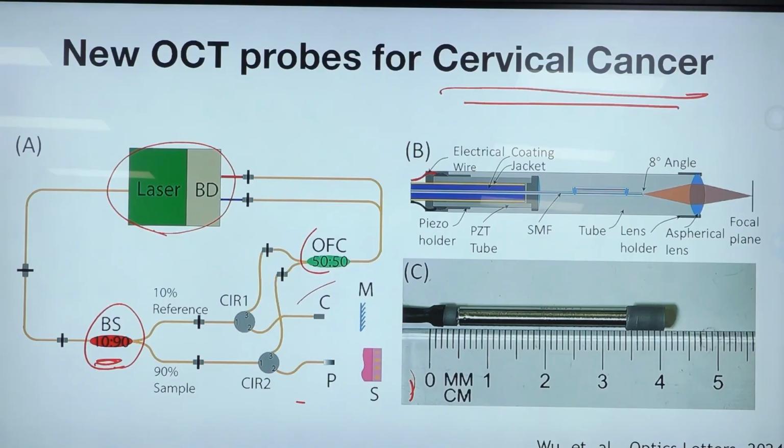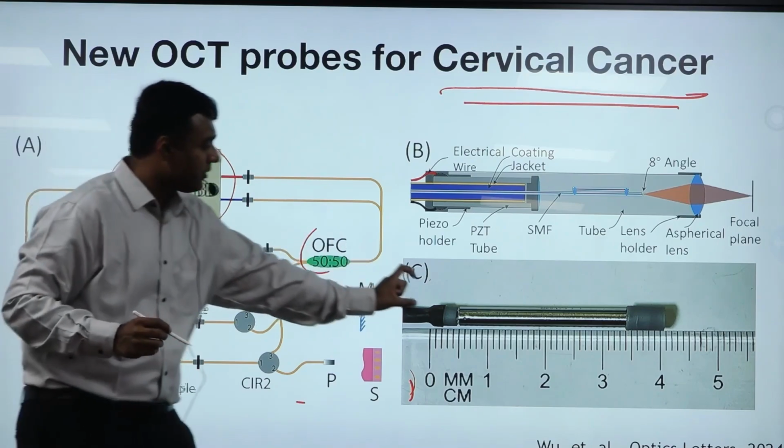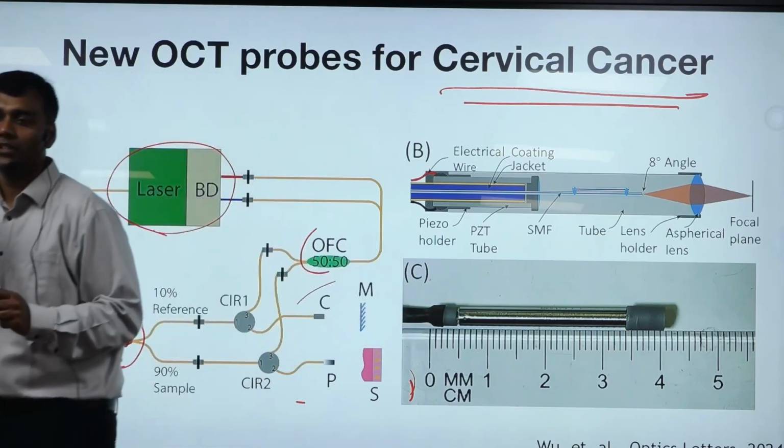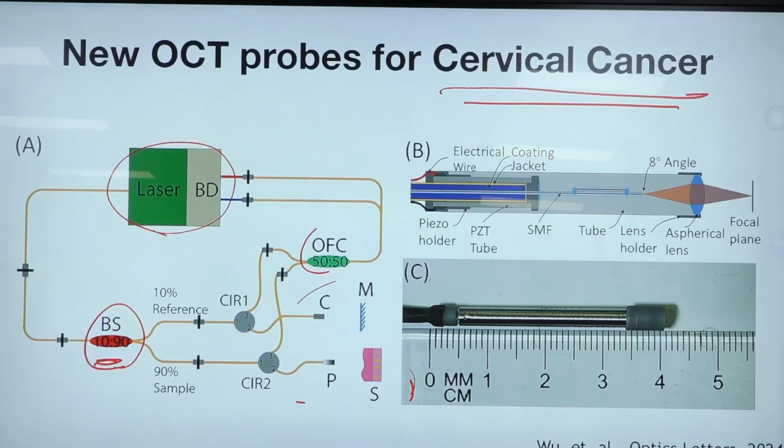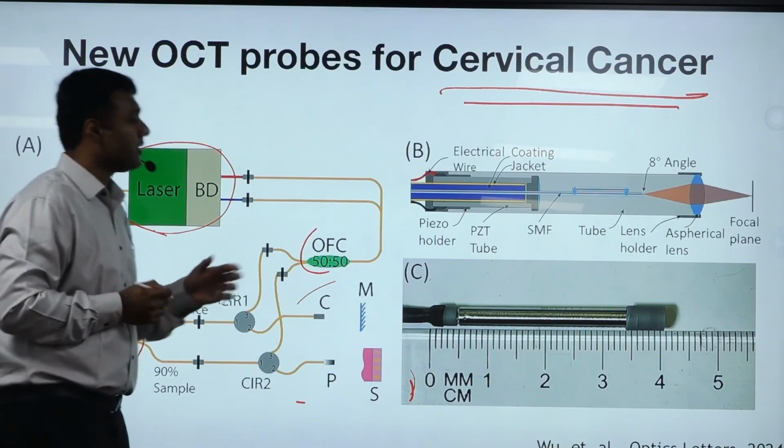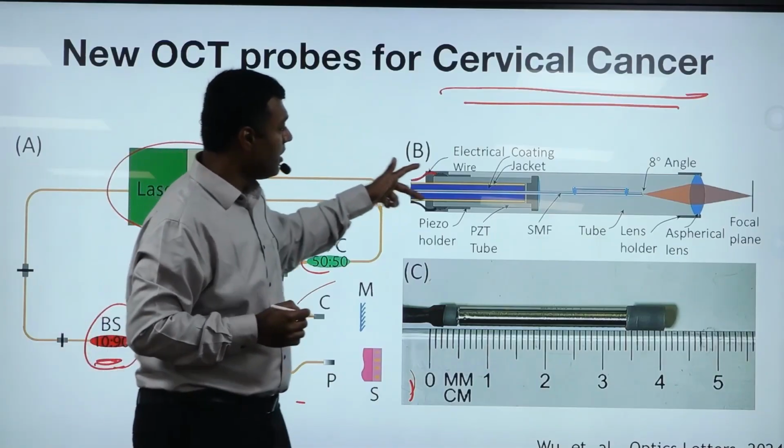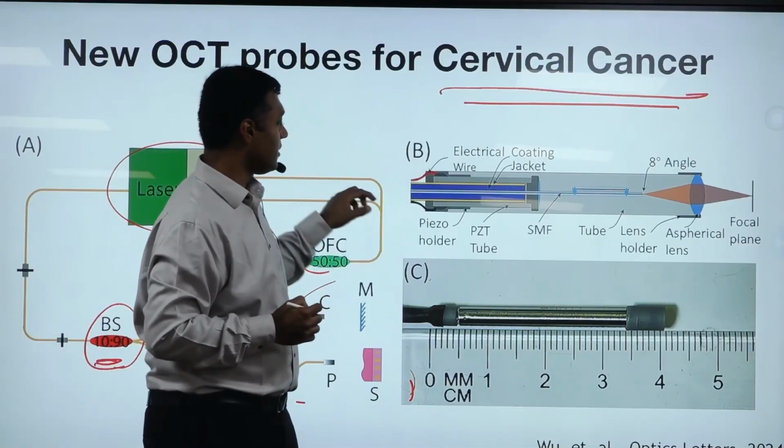But imagine if something is 3 millimeters or 4 millimeters, it's so small. You can't put any complicated stuff to move inside. So there are no components which are easily available which can steer the beam. So one of the things that we did was use what's called a piezo architecture.